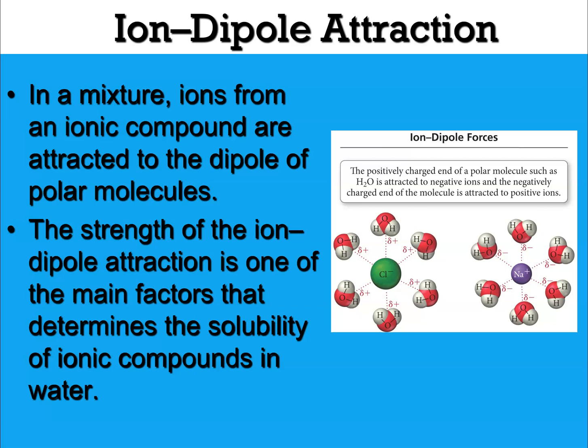Ion dipole would fit above hydrogen bonding in strength, but below ionic and metallic. So ion dipole is going to be stronger than hydrogen bonding because on one side of it, you have a full charged ion, whereas hydrogen bonding by itself is still partial positive, partial negative. Questions on ion dipole? Alrighty then.